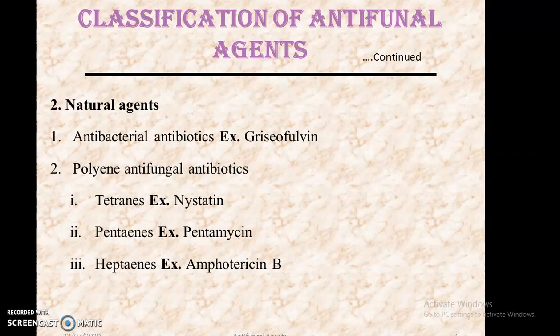Second is natural agents. These natural agents are further classified as antibacterial antibiotics, example griseofulvin, and second, polyene antifungal antibiotics, examples tetraenes, pentaenes and heptaenes. Example of tetraenes is nystatin, example of pentaenes is pentamycin, and example of heptaenes is Amphotericin B. So now let's study the examples in detail.